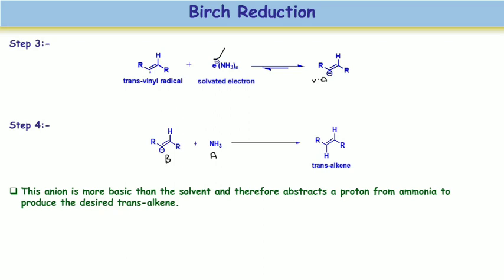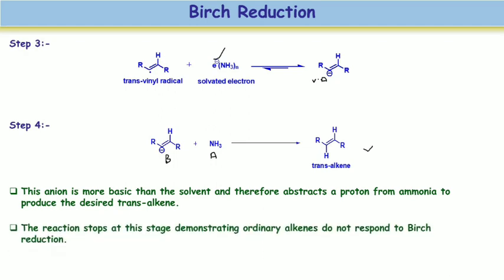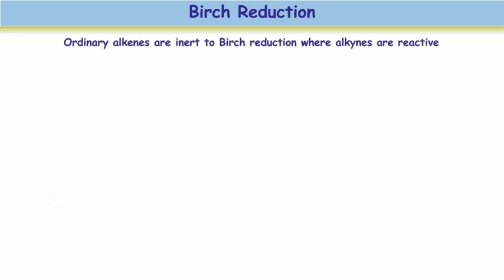So this base, that is vinyl anion, will abstract a proton from ammonia to generate this trans alkene as a product. But one thing you can notice here is that the reaction stops at this trans alkene stage. So particularly it indicates that normal alkenes or ordinary alkenes do not respond to Birch reduction. Now why are ordinary alkenes inert to Birch reduction whereas alkynes are reactive? So let me explain it one by one.